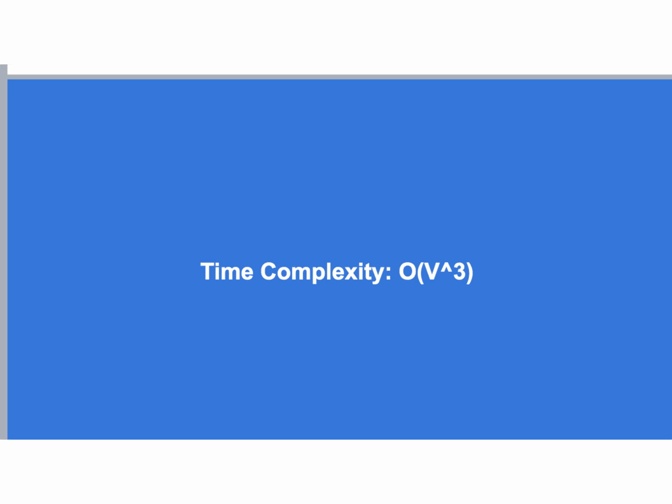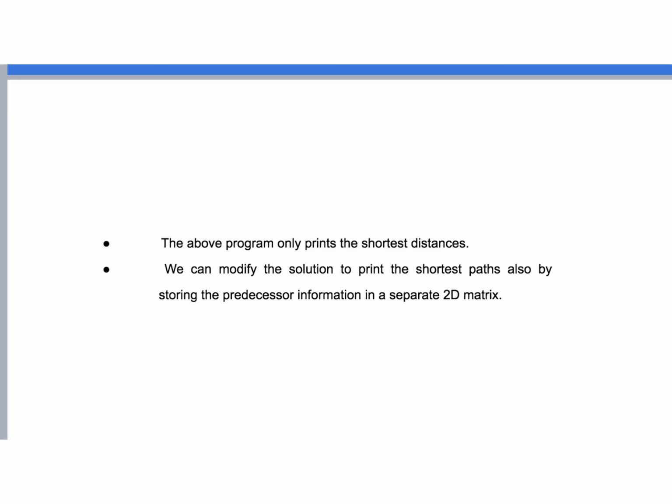So the time complexity for Floyd Warshall is huge. Why? Because we have three for loops. We have i less than v, j less than v, k less than v. So it's such a headache. So that's the basic time complexity here. The above program only prints the shortest distances. We can modify the solution to print the shortest paths also, by storing the predecessor information in a separate 2D matrix. So this is going to be quite complicated. Maybe we can do that in another lecture, I guess.